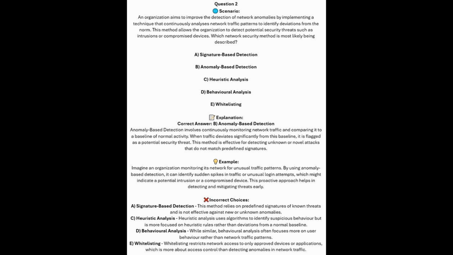D, behavioral analysis. While similar, behavioral analysis often focuses more on user behavior rather than network traffic patterns. And E, whitelisting. Whitelisting restricts network access to only approved devices or applications, which is more about access control than detecting anomalies in network traffic.